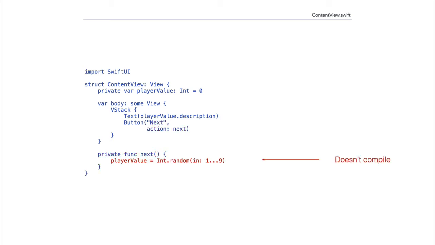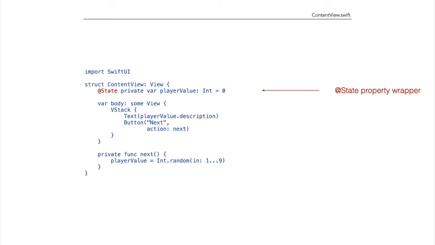All that our next function tries to do is change the player's value by taking a random number between 1 and 9 and assigning it to player value, but this doesn't compile. So the way around this in SwiftUI is the state property wrapper. The state property wrapper allows us to have something that can be mutated, because player value is actually stored outside of the struct. It's a way of treating a value type by reference. This allows us to change an int that is being held inside of a struct called ContentView.